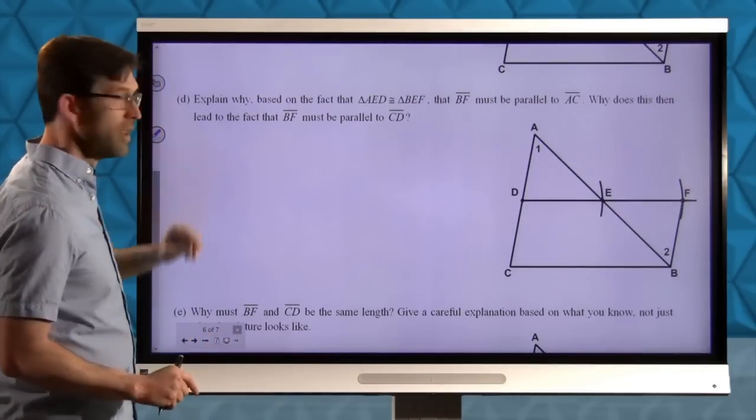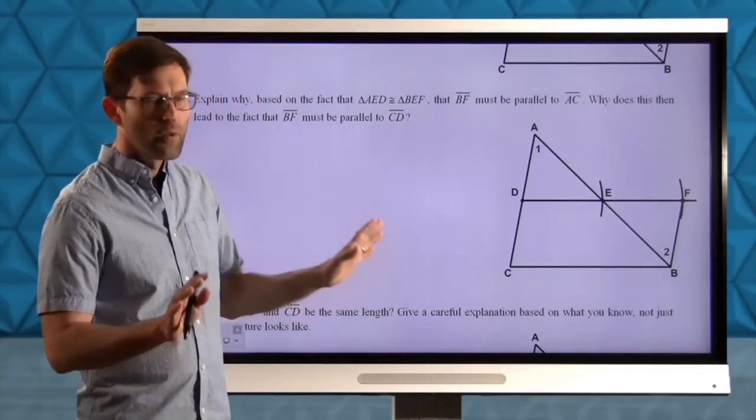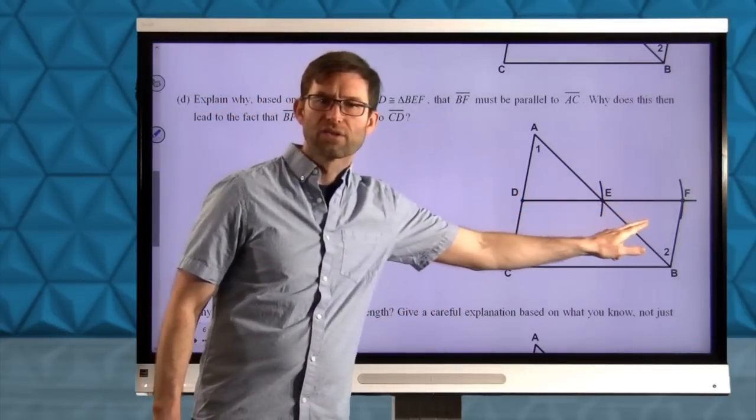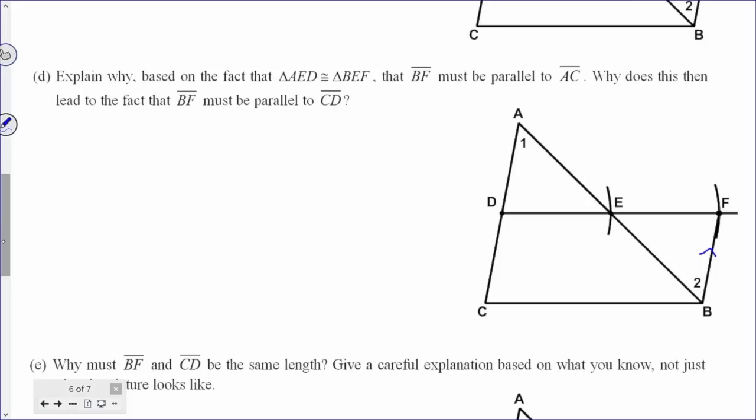Letter D. Explain why, based on the fact that triangle AED is congruent to triangle BEF, that BF must be parallel to AC. Why does this then lead to the fact that BF must be parallel to CD? So first things first, right? Somehow, based on the fact that this triangle is congruent to this one, I want to explain why I would know that BF is parallel to AC. Why is that?